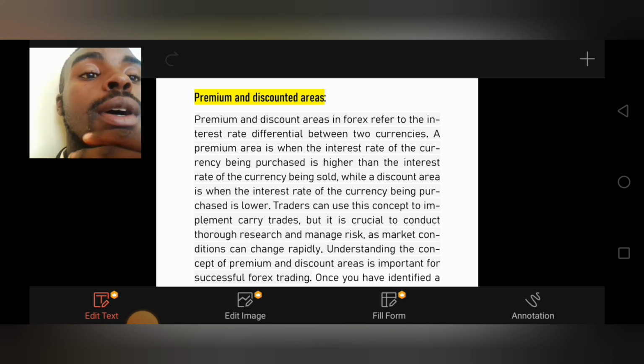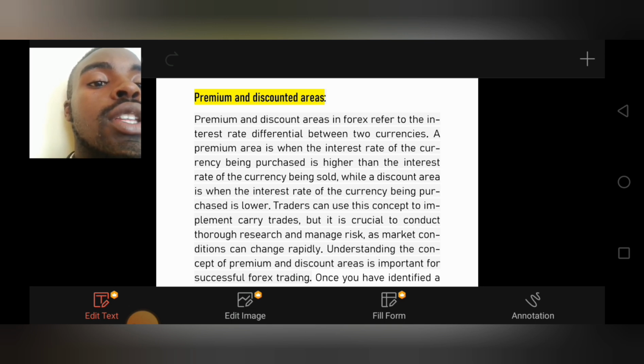Let's talk about them. The premium and discount area in Forex refers to the interest rate difference between two currencies. A premium area is when the interest rate of the currency being purchased is higher than the interest rate of the currency being sold. A discount area is when the interest rate of the currency being purchased is lower. Traders can use the concept in currency trading.